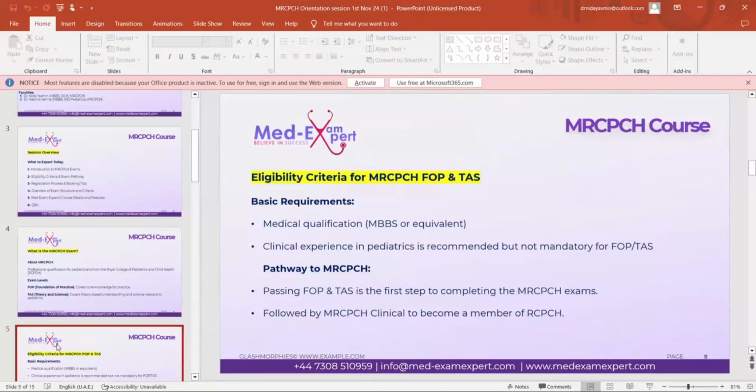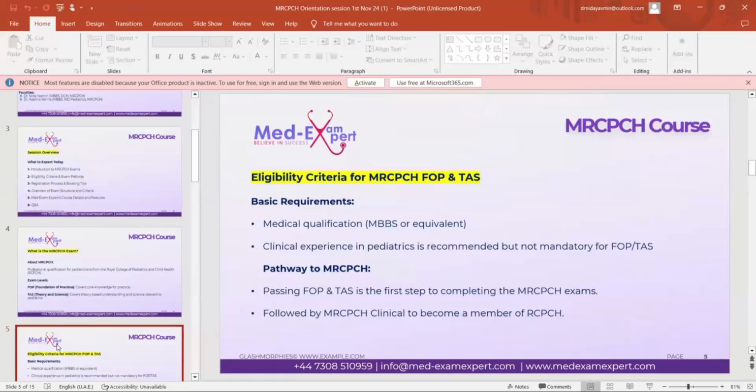The MRCPCH consists of two theory exams. Part one comprises foundation of practice and theory and science, and the second part is applied knowledge of practice. The pathway for MRCPCH is that you have to pass FOP and TAS in the first step. Then the second part is part two. You can opt for either; vice versa, you can even apply for the applied knowledge of practice first.